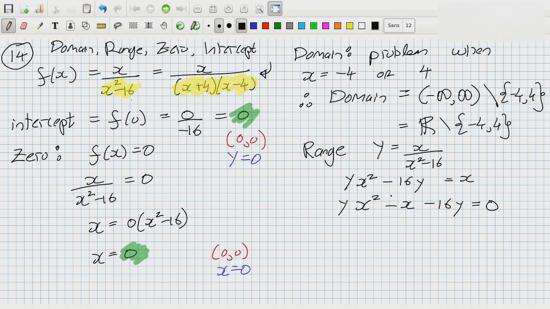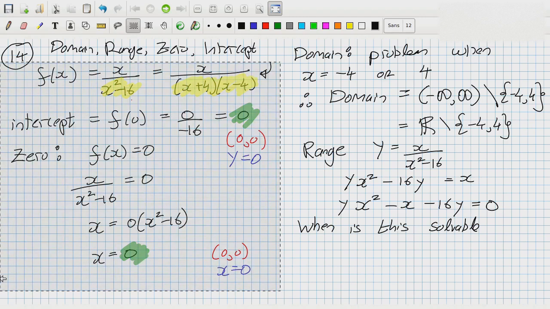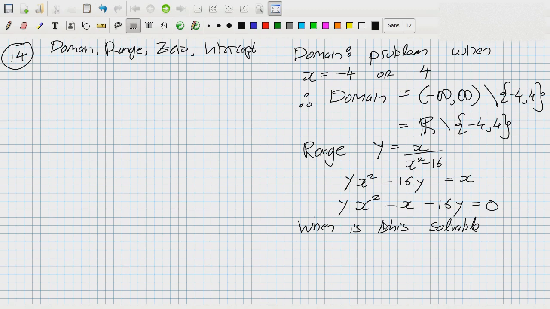So remember, we're pretending that y is a constant. And then what you do next is you ask yourself, when is this solvable? Firstly, just note, is this solvable when y is 0? Yeah, that's okay. If y is 0, this does disappear, but you still have an x left here, so you end up getting x is 0, which is perfectly fine. But in general, when are quadratics solvable? When do they have solutions?